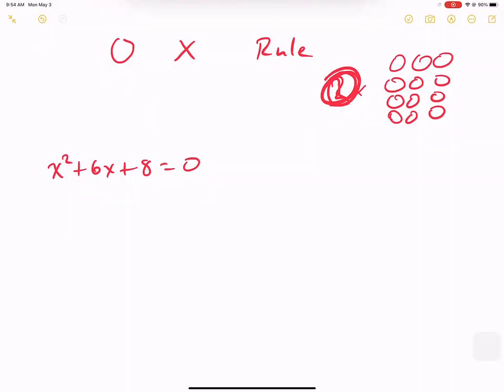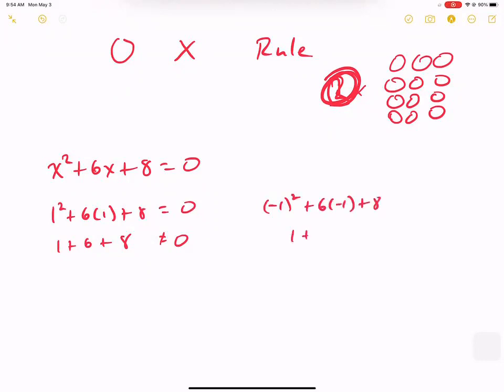If I just keep plugging numbers here, if I plug in 1, let's plug in 1 squared plus 6 times 1 plus 8. Is that going to be 0? That's 1 plus 6 plus 8. Nope, that's not 0. That's bigger than 0. What if I use -1? -1 squared plus 6 times -1 plus 8. This is 1 minus 6 plus 8. Oh my gosh, this was so close. 9 minus 6 is 3. Close enough, right? Let me try one more.